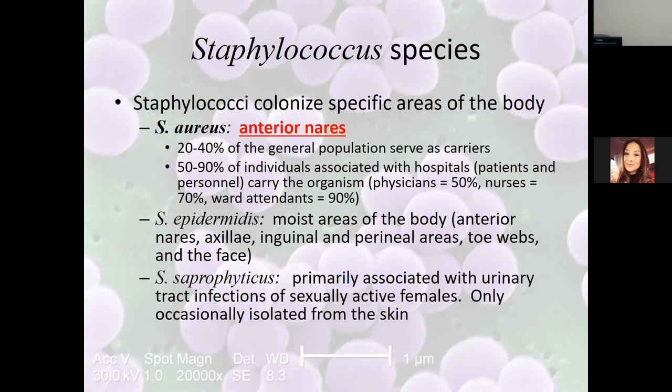But yes, if you wanted to try it out, we could swab your nose and we could plate it on the plate and we could see if you were carrying staph aureus. What does it do for you if you have it? Nothing. Most people that are carrying it are not affected by it.